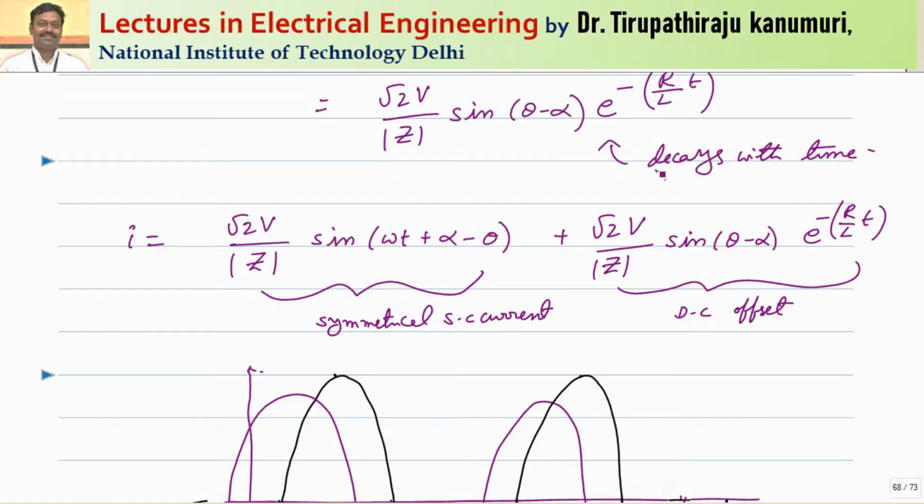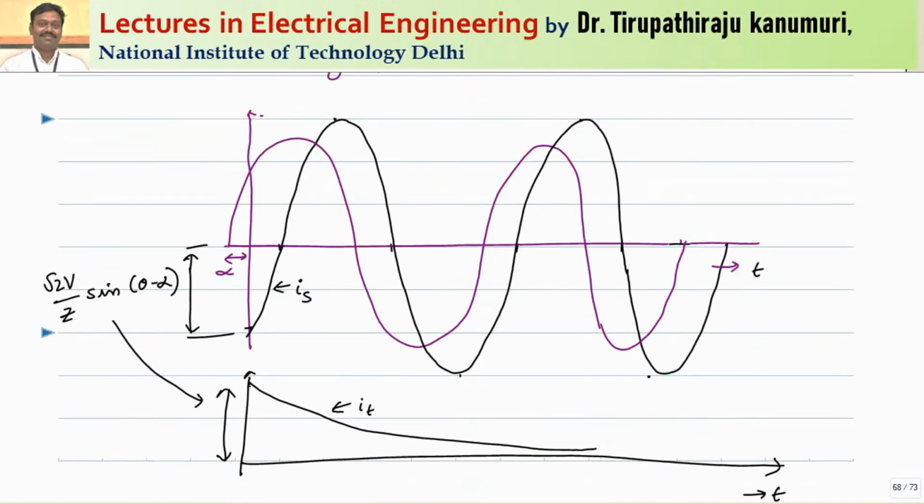So this component will decay with respect to time. We can say the total current is the sum of two currents. One is the symmetrical short circuit current and the second component is a DC offset current, because it is not oscillating with respect to time; only the time constant is involved. It is decaying with respect to time and it is unidirectional, because the steady state wave has both positive and negative halves, but this will have only either a positive wave or a negative wave depending on the instant of closing of your switch. So this can be represented here.